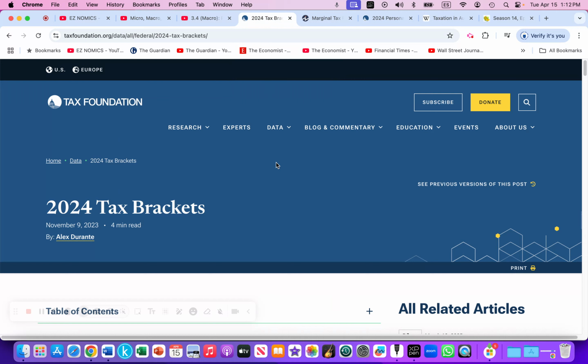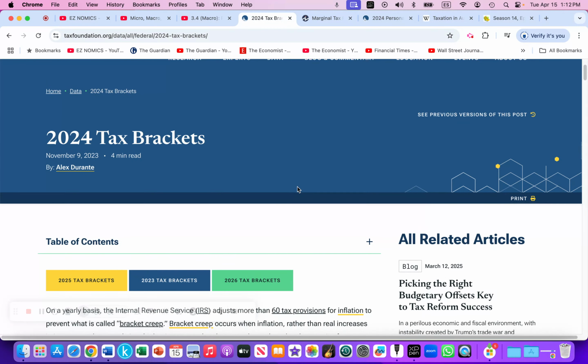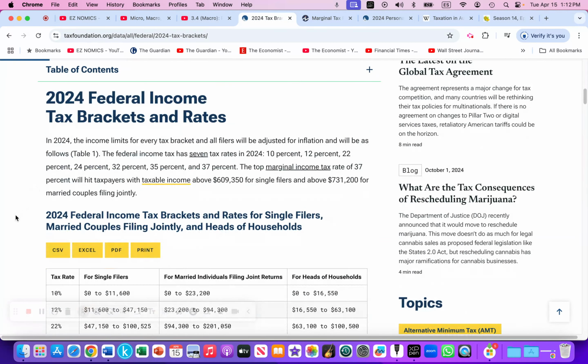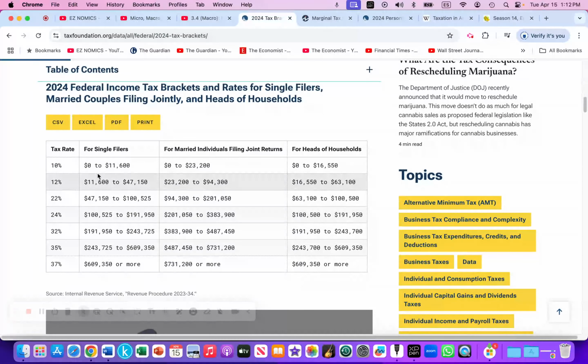Again, a useful website, and I'll have this linked in the video notes below, is the Tax Foundation, actually an excellent website, from which I used data. Here we have the 2024 tax bracket data for the United States. And we're again looking at, in this case, single filers. The United States has divided their income tax bracket into 7: 1, 2, 3, 4, 5, 6, 7.